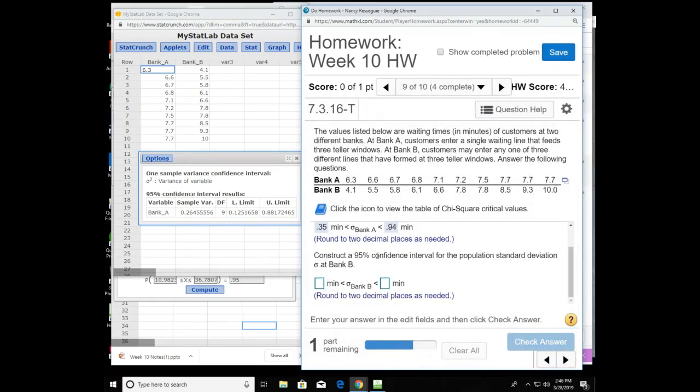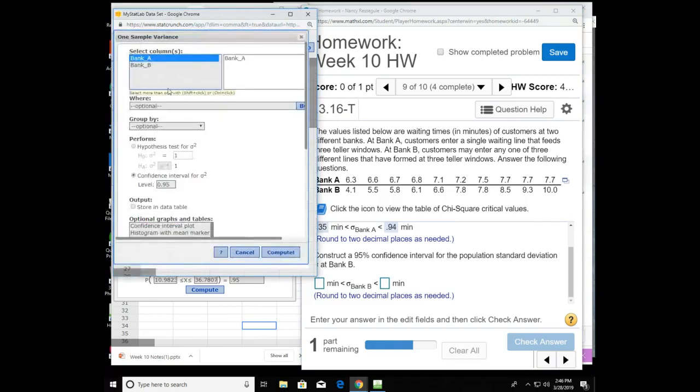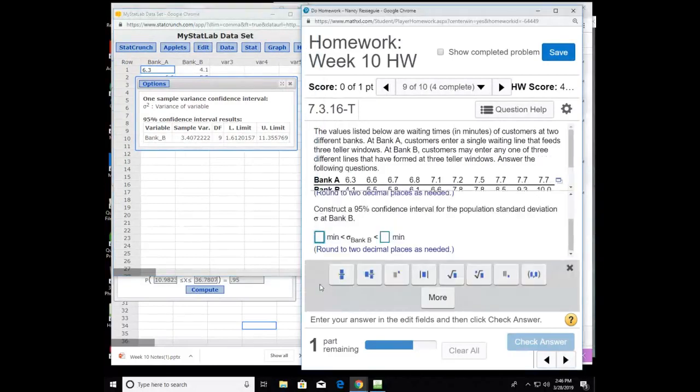Okay, and then after that, they're asking for the confidence interval for bank B, so you can just go and do the same thing. You can even go back and edit this and put bank B instead of bank A. And then remember to take the square root of both of your answers to get the numbers to put in.